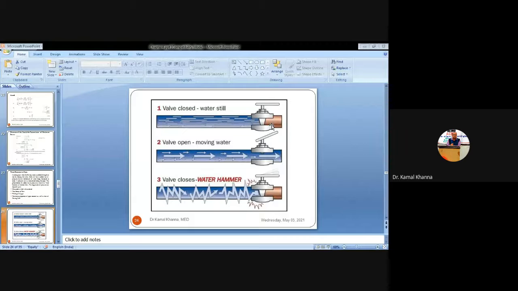So the whole amount of kinetic energy is being converted into strain energy, because whenever the water is moving from one point to another, it has kinetic energy, that is, energy due to the speed or velocity of the water. But as soon as you suddenly close the gate valve, the momentum of the water is destroyed, and hence it moves in the backward direction along the length of the pipe, and the kinetic energy is suddenly converted into strain energy.